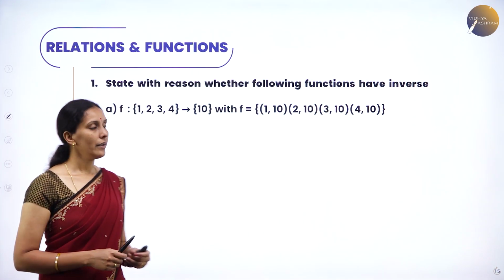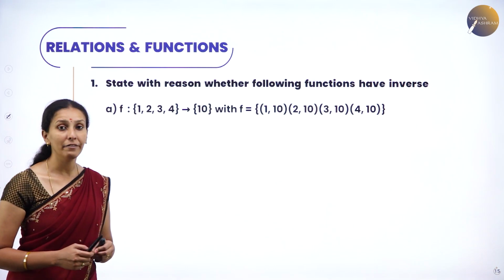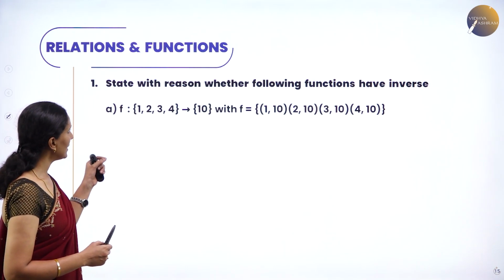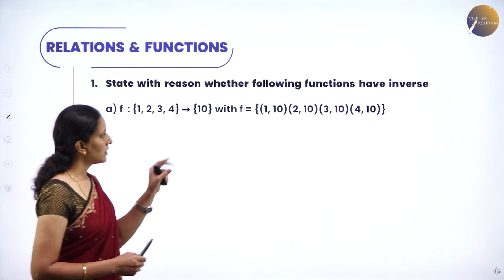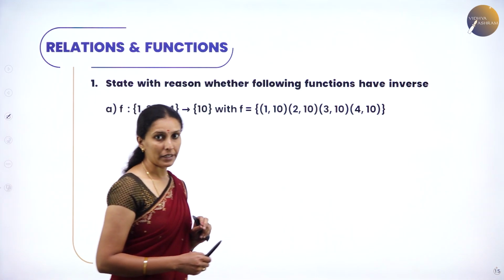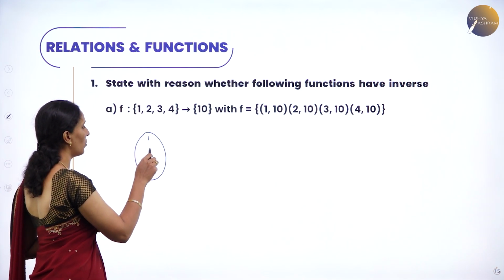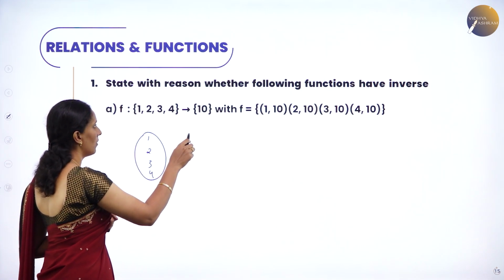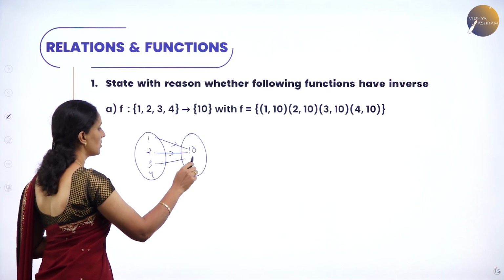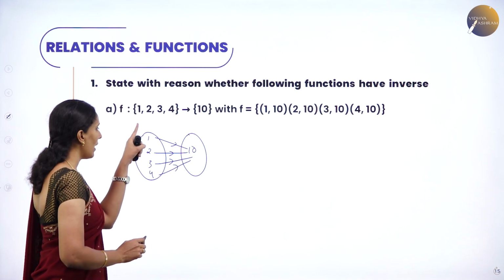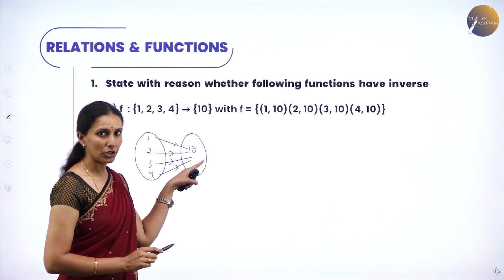Now, here is an example. State with reason whether the following functions have inverse. So, we can clearly see the domain and codomain of the given function here. The ordered pairs are given here. So, we can clearly see that 1, 2, 3, 4 have unique images and every element in the domain is having an image in the codomain.